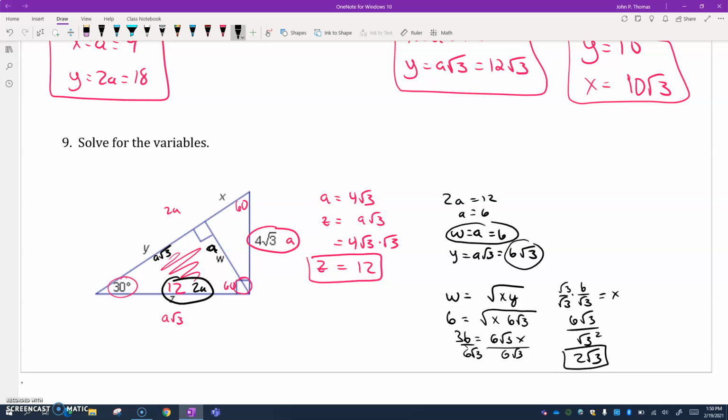All right, again, lots of options to work through that one. We could have just said it's going to be half this side because we had another 30, 60, 90 triangle. So again, totally up to you how you approach that. There's a lot of routes through some of these problems.